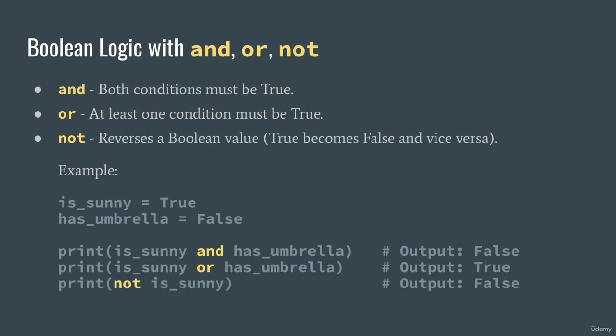Boolean logic allows us to combine or modify conditions using the keywords and, or, and not. With and, both conditions must be true for the result to be true. With or, only one of the conditions needs to be true for the result to be true. And finally, not simply reverses a Boolean value. If something is true, not makes it false, and vice versa.